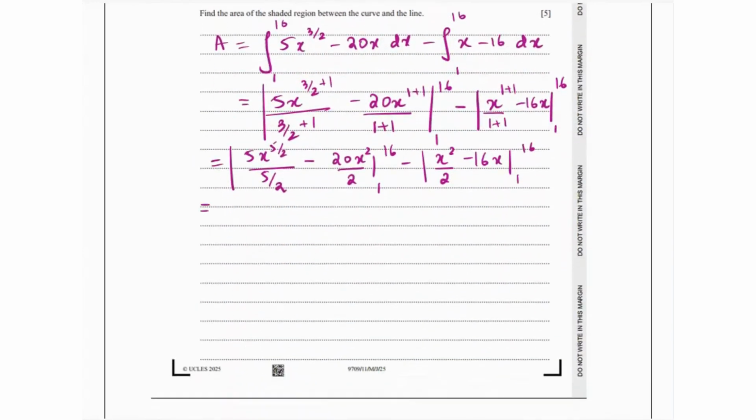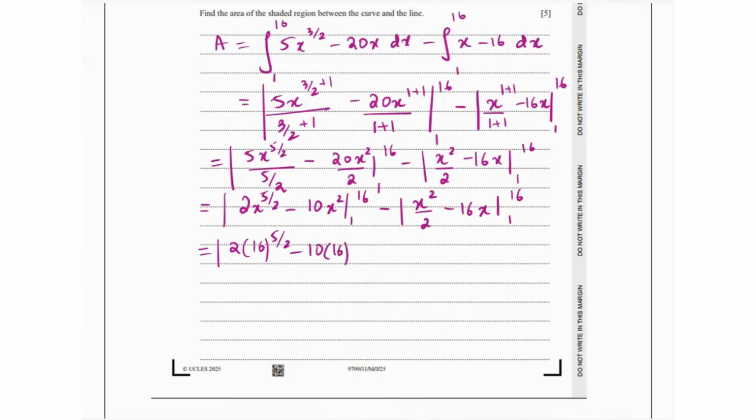Simplify this. This is what we get. And now we put in the limits. So we're subtracting the smaller value from the bigger value. So it's going to be 2 times 16 to the power of 5 over 2 minus 10 times 16 squared, minus, then 2 times 1 to the power of 5 over 2 minus 10 times 1 squared. And then this minus for the other one.